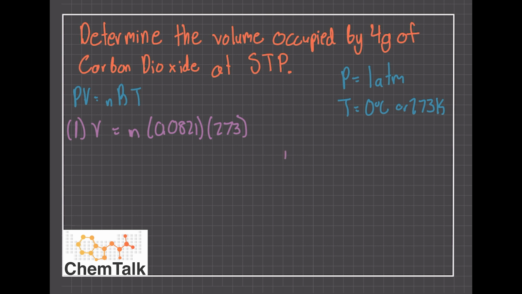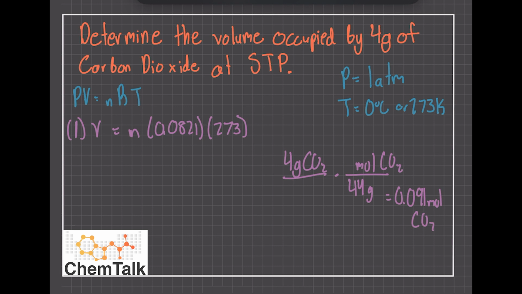So now we need to solve for moles. For 4 grams of carbon dioxide, we need to know the molecular weight, because we need to get grams to moles. The molecular weight of carbon dioxide is around 44 grams per 1 mole of CO2. That means 4 grams of CO2 is roughly 0.091 moles of CO2. And from there, we can plug the moles back into our equation.